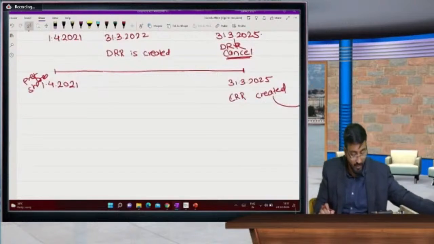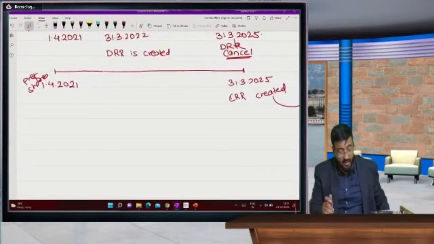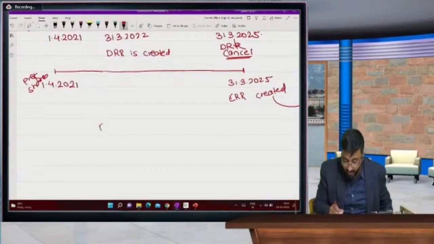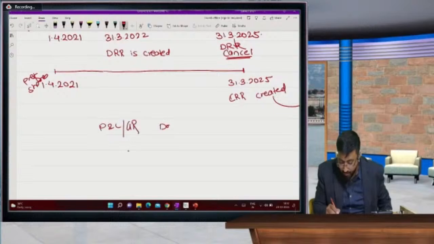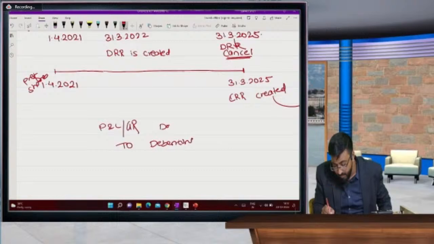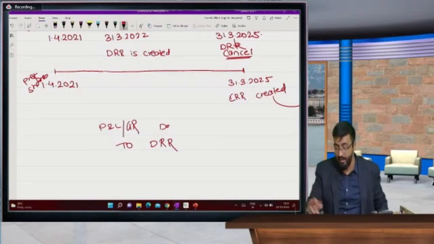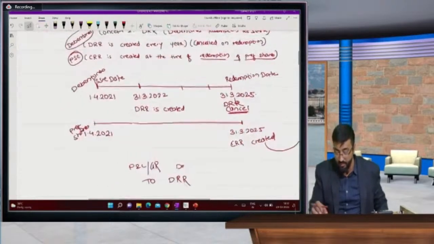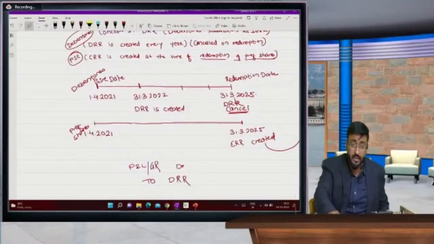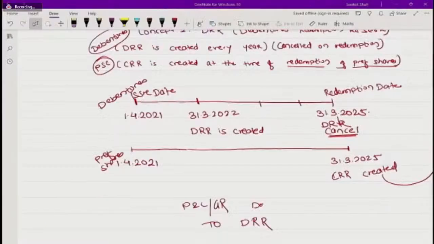The entry for DRR is profit and loss account debit. So what is the entry? Profit and loss account or general reserve account debit, similar to CRR beta, to DRR account. I will write only the shortcut now. Now you can draw this diagram and tell me whether you are getting this concept or not. See, just the difference. Why it is created, that I am telling you.